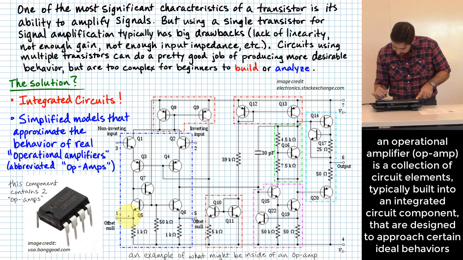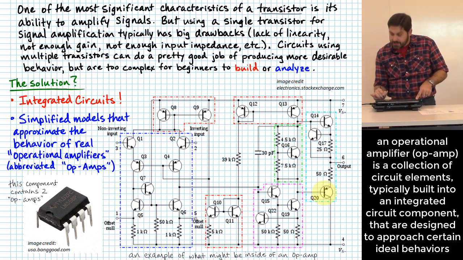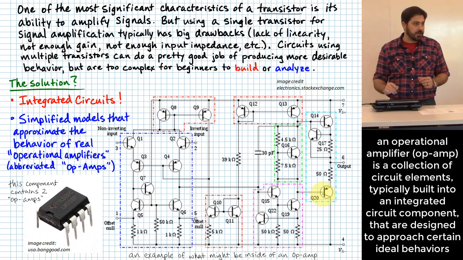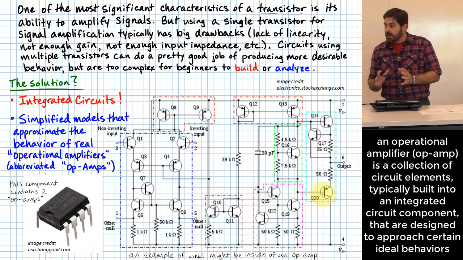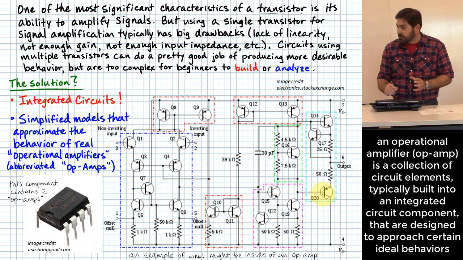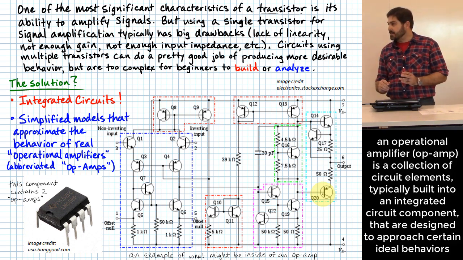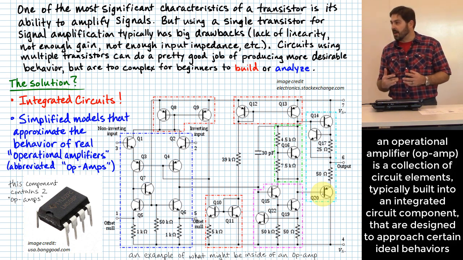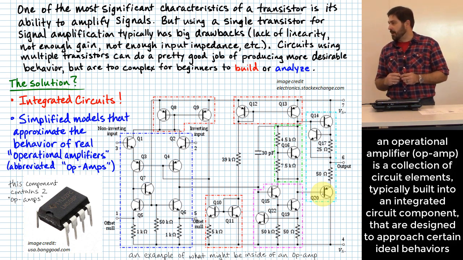I don't know exactly how many, but it gets up to Q20 over there, so it looks like roughly 20 transistors or something in this big old circuit over here. What this circuit is that you are looking at over here, this is a schematic diagram of what is inside of a circuit element called an op-amp.